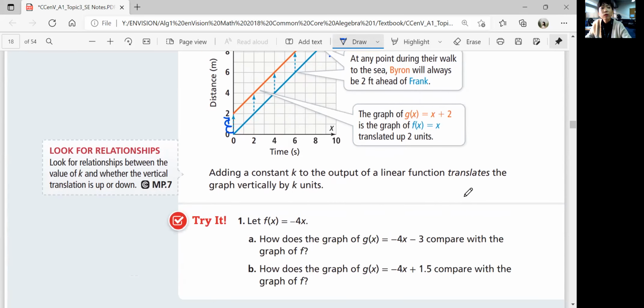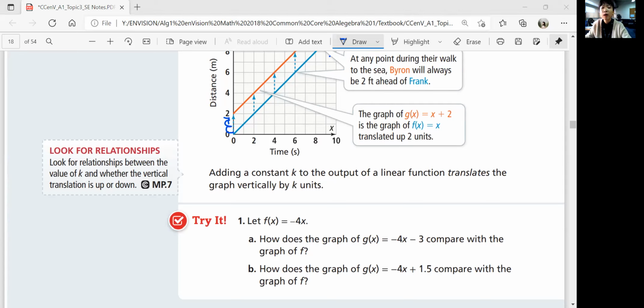Okay, so let's try this question. Number 1a. We're going to have f of x equal to negative 4x. How does the graph of g of x equals negative 4x minus 3 compare with the graph of f? So compare these graphs, f of x and g of x. Your original equation is negative 4x. How would you compare g of x, which is negative 4x minus 3, to f of x?